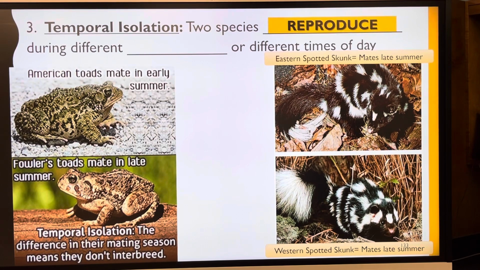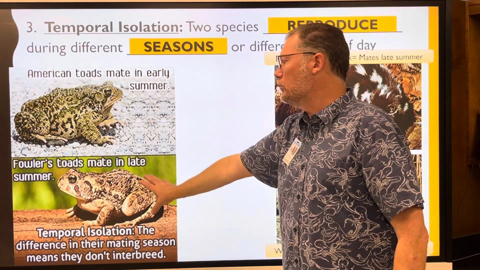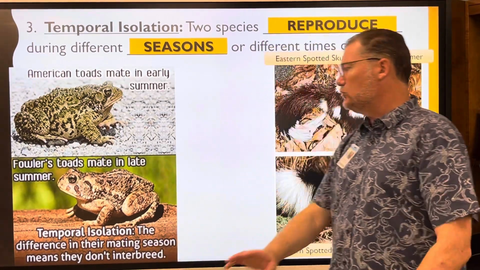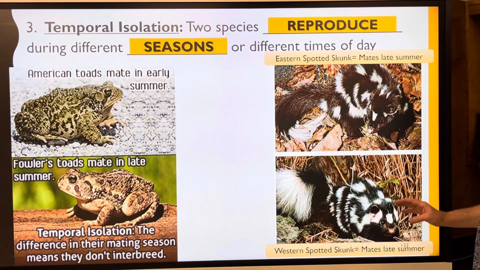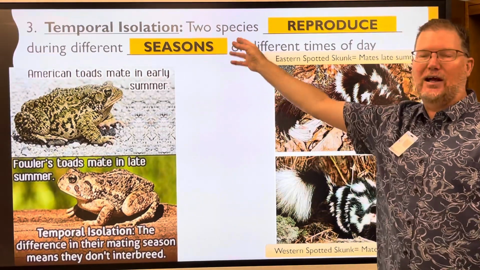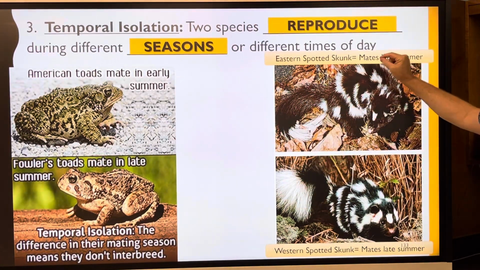So two species that reproduce during different seasons or different times of day. So American toads in the early summer, whereas Fowler's toads in the late summer. So the difference in their season means they don't interbreed, even though they're close enough to and could, the temporal isolation stops them from. Same with the eastern spotted skunk and the western spotted skunk.